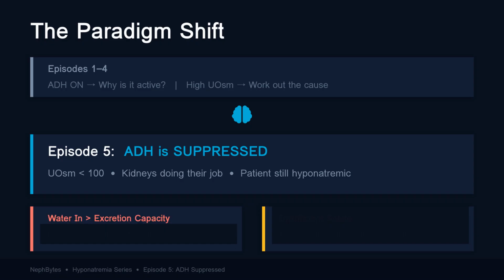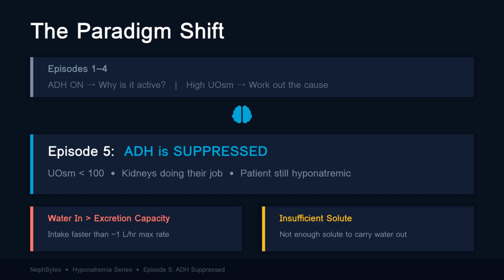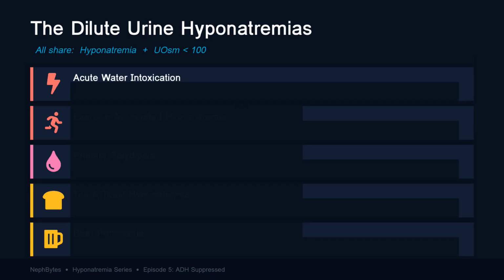Either the water intake is so enormous the kidneys simply can't keep pace, or the kidneys don't have enough solute to carry the water out even when they're trying as hard as they can. These disorders, water intoxication, exercise-associated hyponatremia, primary polydipsia, beer potomania, and tea and toast hyponatremia, all share that same lab signature. Hyponatremia with a dilute urine.